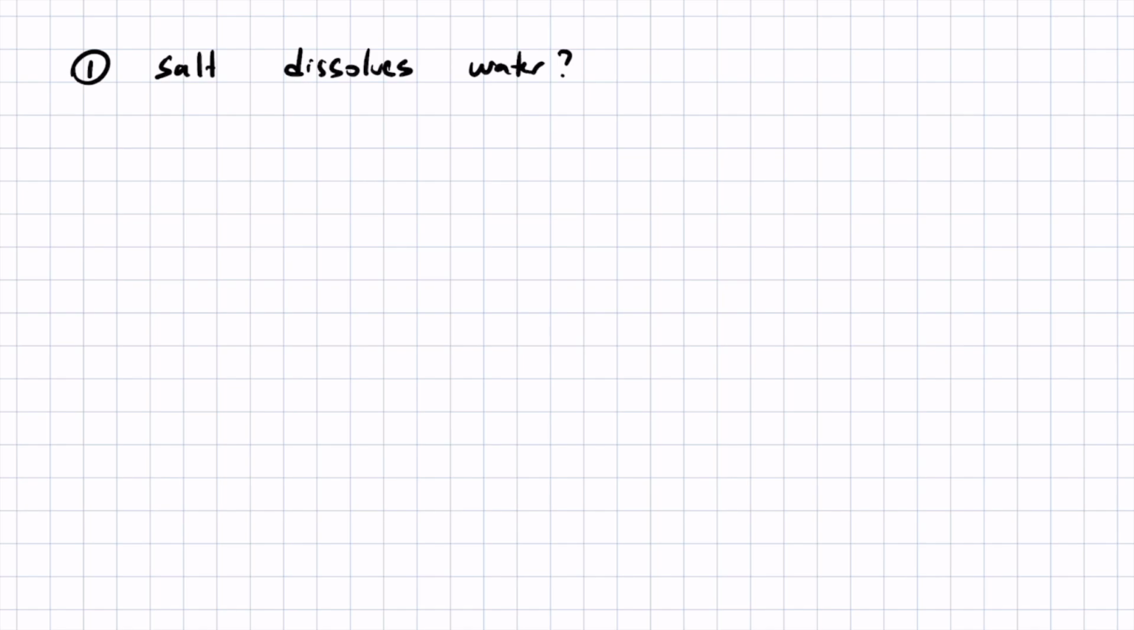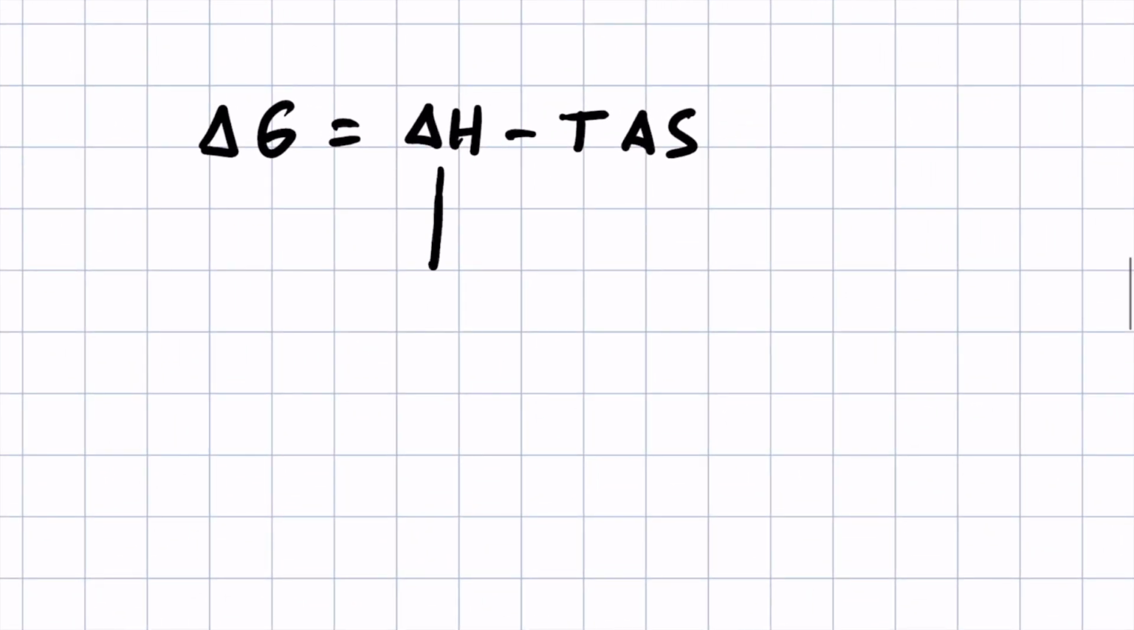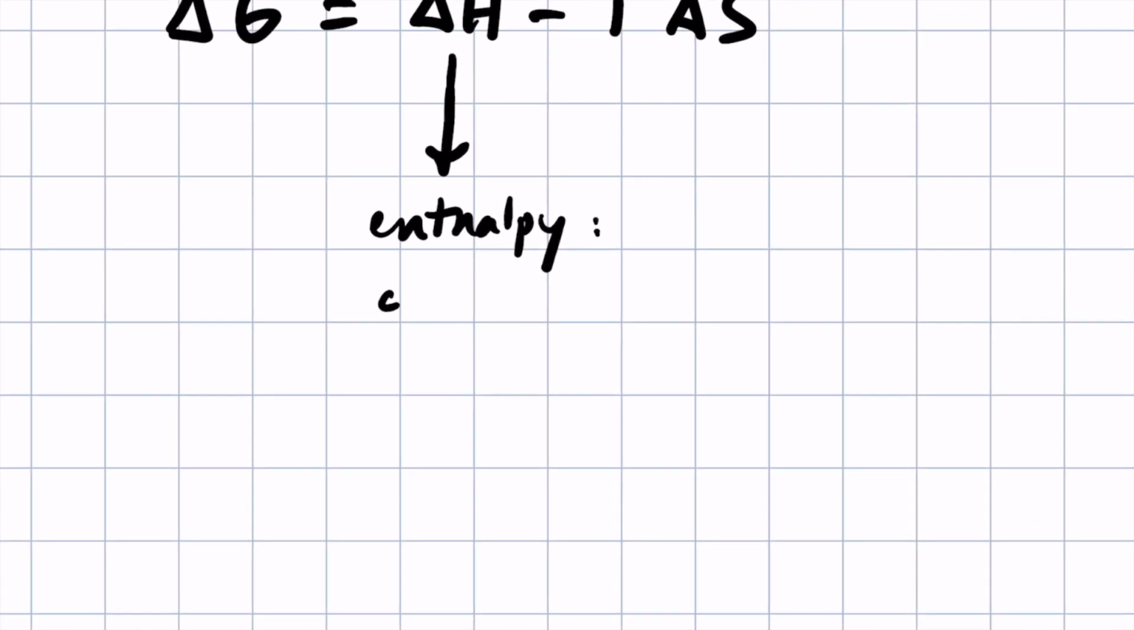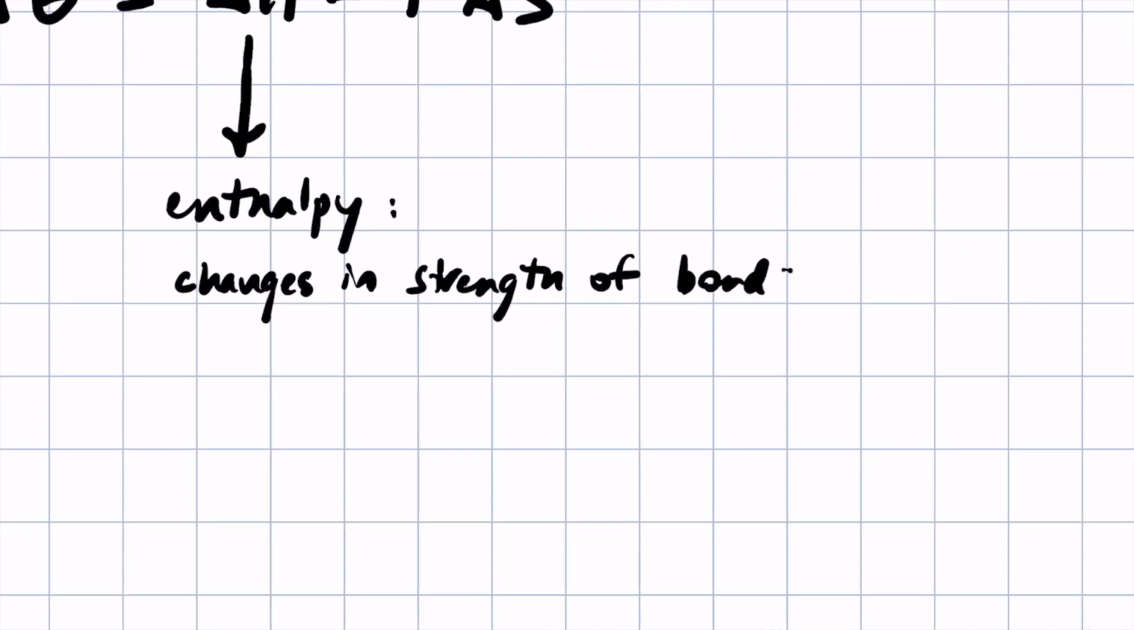So in order to understand why anything happens in chemistry and biochemistry, you have to have a decent understanding of free energy, which you remember as delta G equals delta H minus T delta S. We got some Gen Chem PTSD going on there as I wrote an equation on the board. It's not as bad as you think. Enthalpy refers to changes in the strength of bonds, for sure, and also the strength of non-covalent interactions.